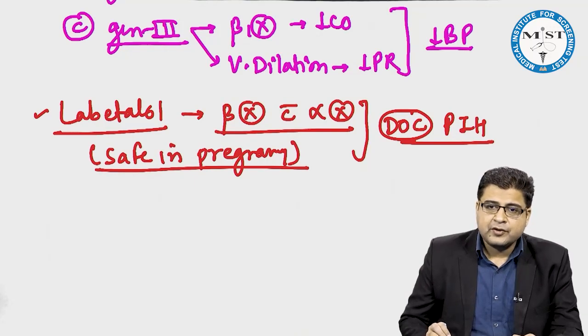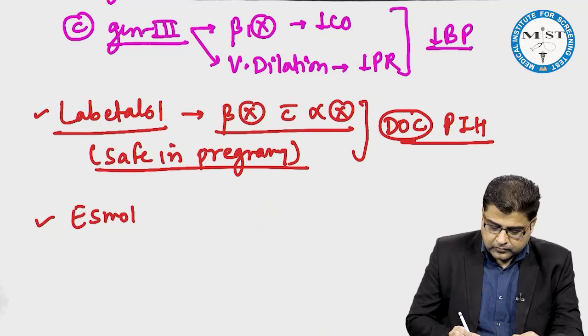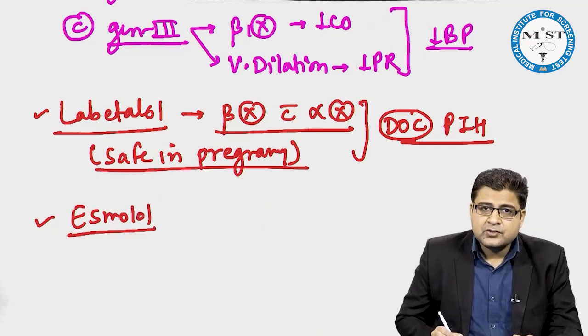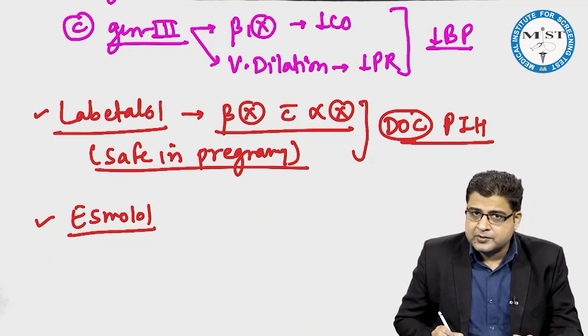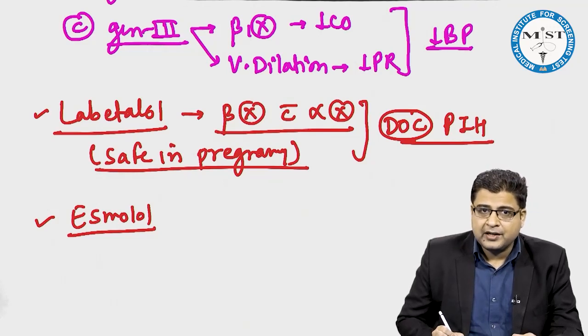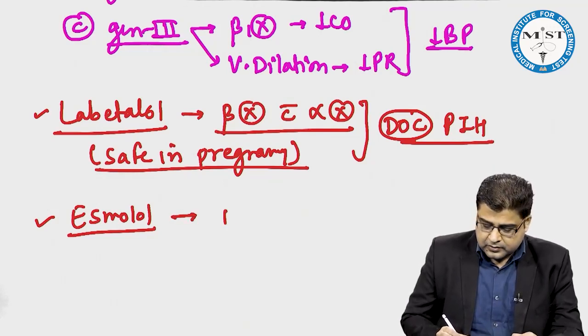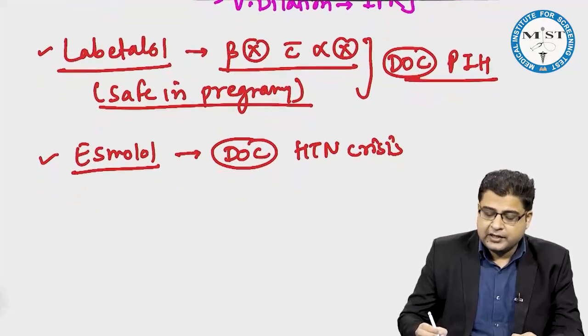Apart from this, there is one more drug, esmolol. This medicine is used for hypertensive crisis associated with intraoperative procedures or surgeries, as well as this medicine is given for hypertensive crisis associated with aortic dissection. So it's a drug of choice for hypertensive crisis associated with aortic dissection.